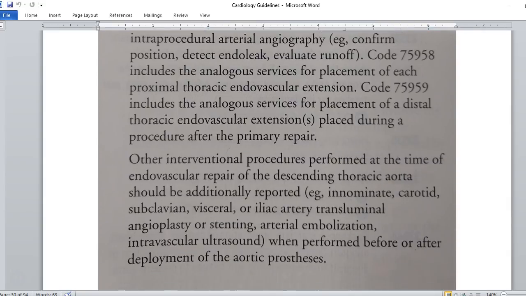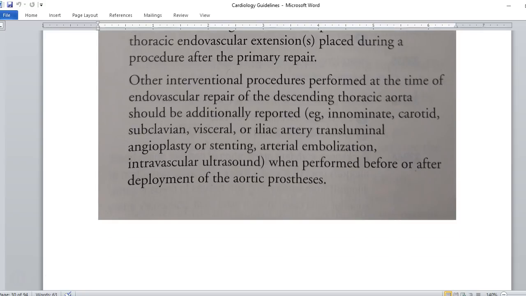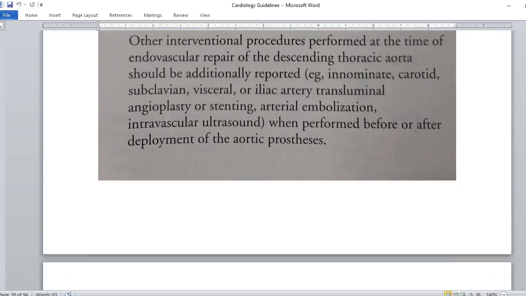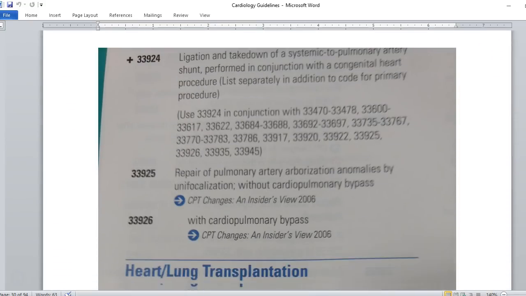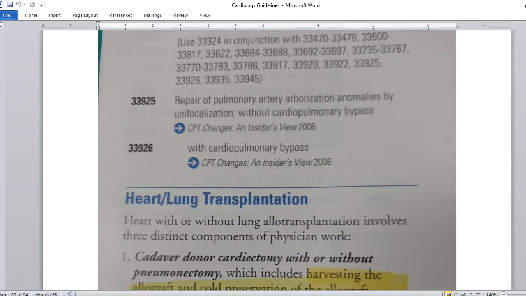Now again, they also tell us other interventional procedures performed at the same time should be additionally reported. Okay, so that's all that's included. If we do anything other than what's included in these codes, then we cannot use these codes.